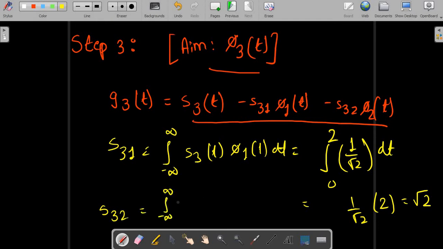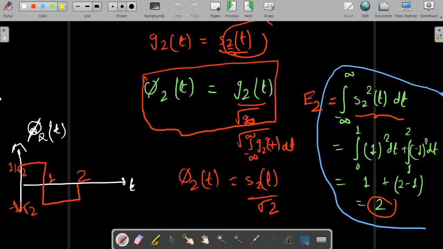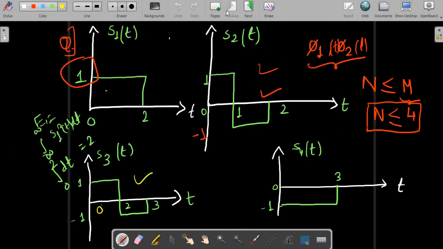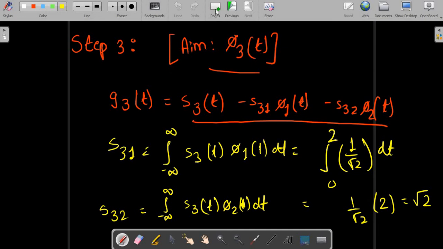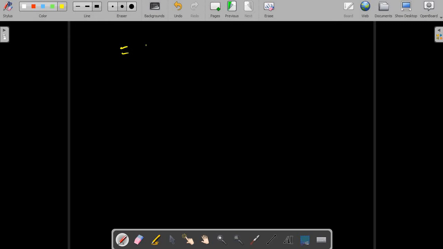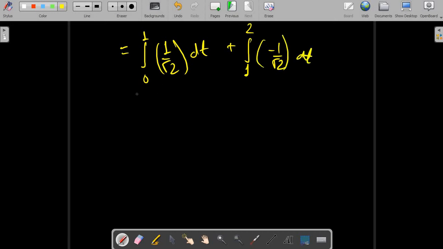Now similarly, s32 can be calculated as the integral of s3(t) times phi 2(t) dt. Just quickly see, phi 2(t) is here and s3(t) ranges from 0 to 3, but phi 2(t) ranges only from 0 to 2. So we have to break it from 0 to 1 and from 1 to 2. Let me write on the next page. From 0 to 1, just keep the signals side by side so that you can easily write this. And again we are getting 0.